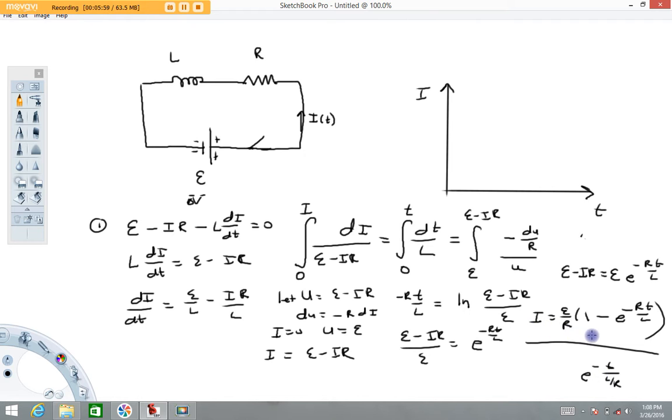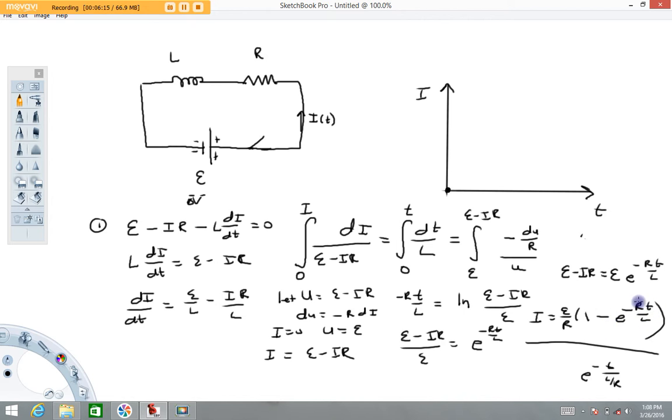As far as graphing this, you'll notice that at t equals 0, e to the 0 is 1, so the current would be 0. So I'm going to do my first sketch here. It's an exponential type of shape, and you'll notice this right here.